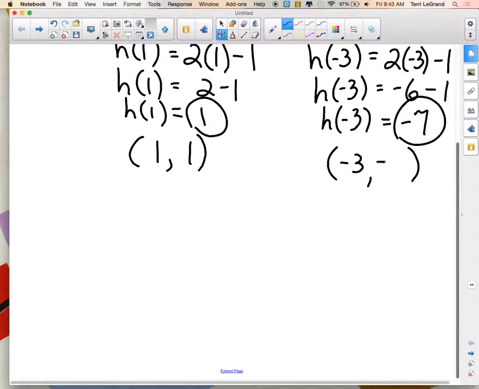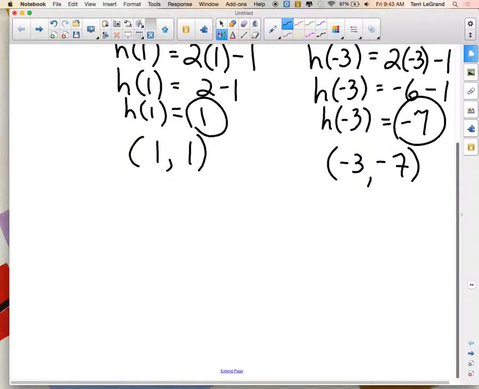-3, -7. So what we really found are a couple of ordered pairs. They could be in a table, they could be in a mapping diagram, they could be in a graph. All 4 ways that we can show a relation. Okay.